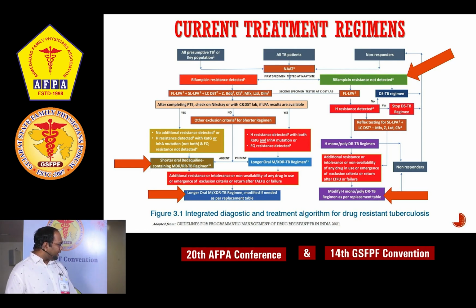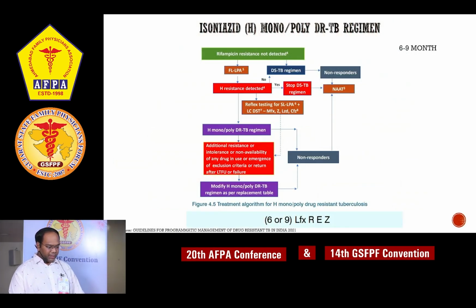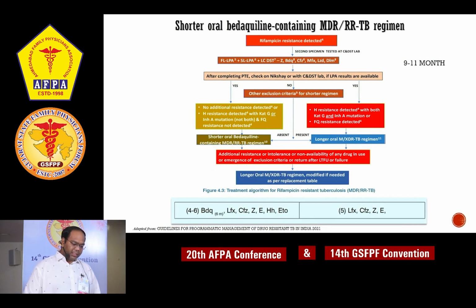There are 3 other regimens, which are the H mono regimen, the shorter oral bedaquiline regimen and the longer oral bedaquiline regimen. I will cover some part of that. Isoniazid resistance is treated with the H mono regimen, in which we use levofloxacin, rifampicin, ethambutol and pyrazinamide for 6 to 9 months. The second one is the shorter oral regimen. For that, 4 to 6 months of bedaquiline, then levofloxacin, clofazimine, pyrazinamide, ethambutol, isoniazid, high-dose isoniazid and ethionamide, followed by 5 months of levofloxacin, clofazimine, pyrazinamide and ethambutol.